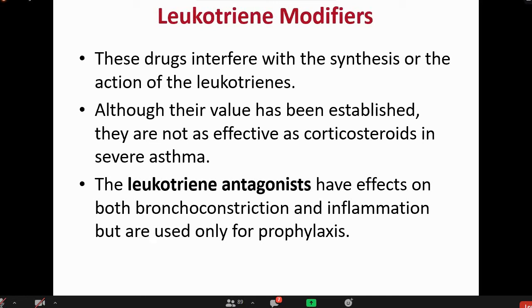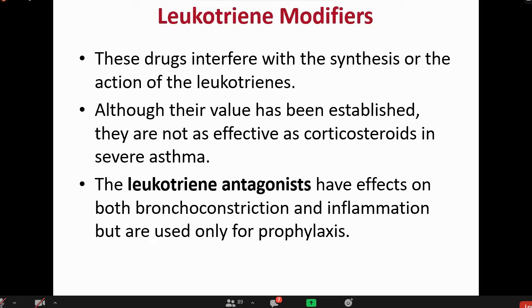Although their value has been established, they are not as effective as corticosteroids in severe asthma, right? I have told you this point again and again: the powerful group is the inhaled glucocorticoids. The leukotriene antagonists have effects on both bronchoconstriction and inflammation, but are used only for prophylaxis. So this is a very interesting point.